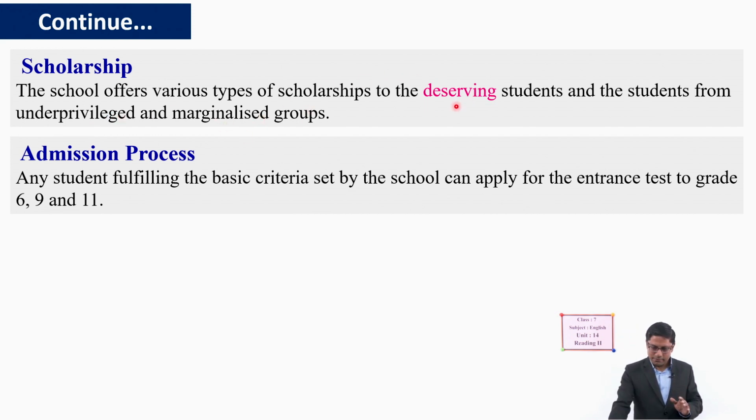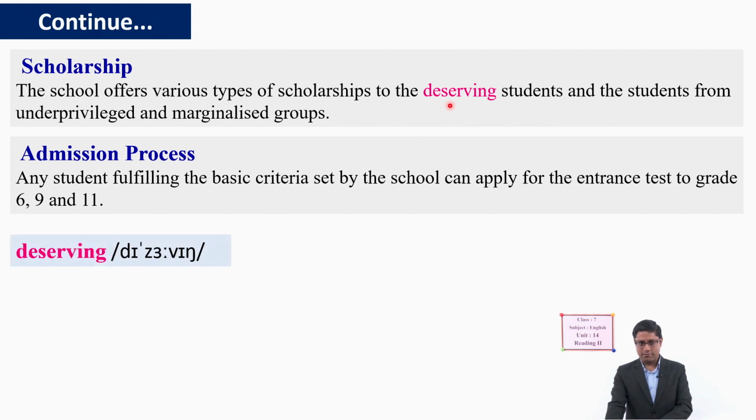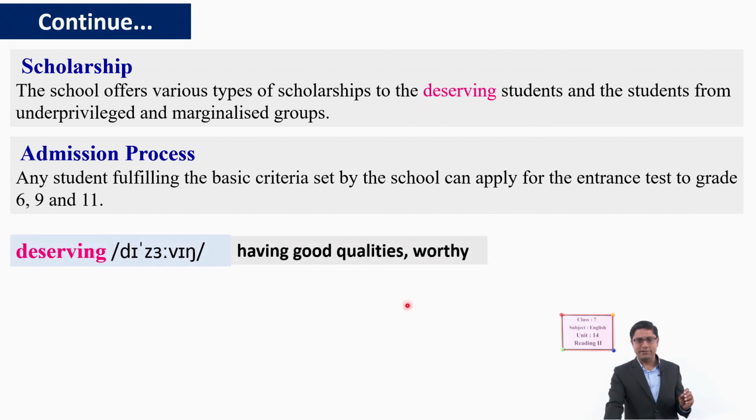So what does deserving mean? Can you guess? Right, deserving means having good qualities or worthy. They are likely to get the scholarship, or they are suitable to get the scholarship. Such students are called deserving students. Okay, they will be given the scholarships for their study. Similarly, next thing it talks is admission process. So any student fulfilling the basic criteria, maybe for example, to get admission in grade 6 they need to pass grade 5, or to get admission in grade 9 they need to pass grade 8.